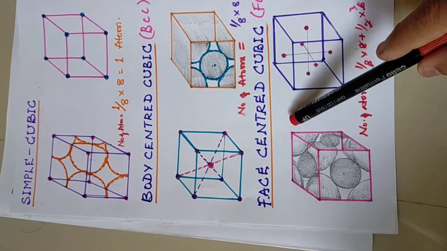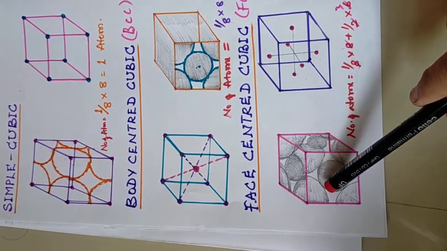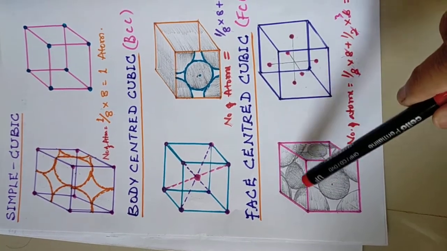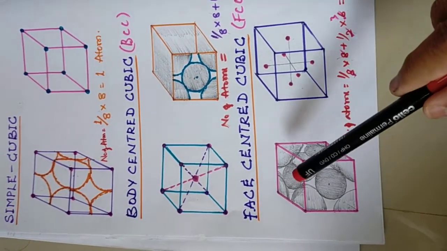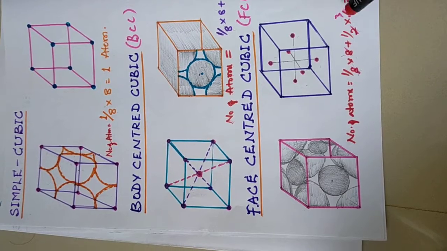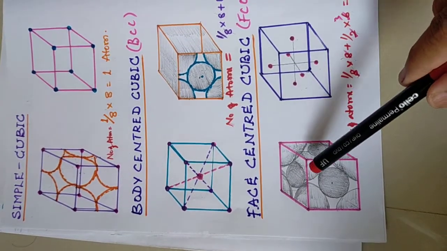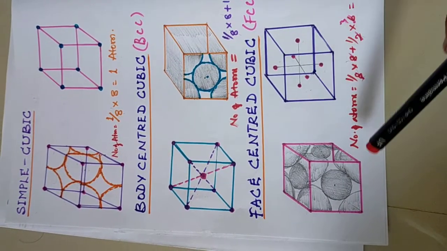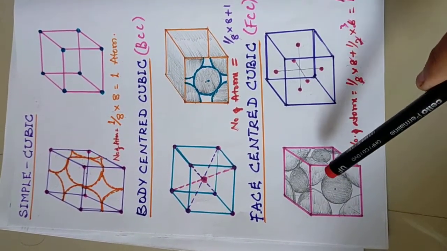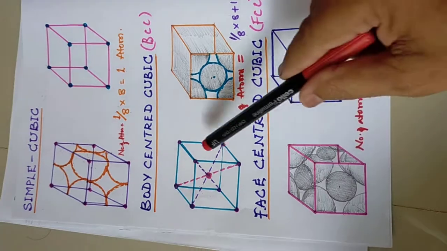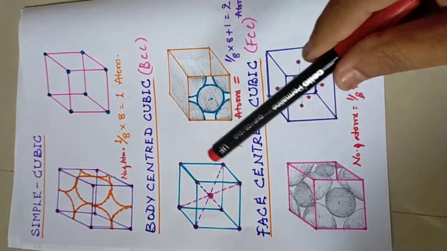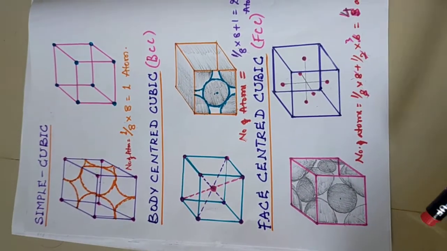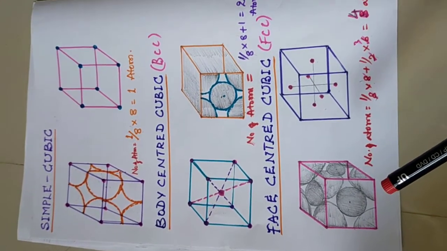Again here it is also the same, the face centered. How are the face centers? Half of the spheres are in all six faces, that is 1 by 2 into 6. Again at the 8 corners, 1 by 8 into 8. So this is how many spheres are occupied in the space under FCC, BCC and simple cube, and what the remaining space is can also be noted.